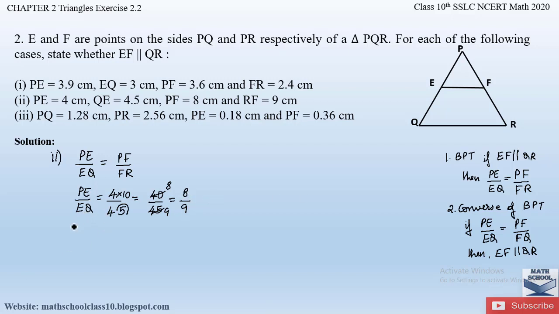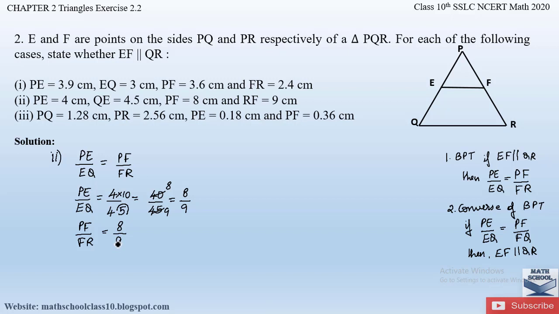Now similarly, let us find out the PF by FR value, which is equal to, what is PF? Given 8 centimeters divided by FR or RF is 9 centimeters. So here you can notice FR and RF is same. Here you can say either the side FR or RF. Similarly, you can call the side as PF or FP. Both will be same. So here they have given as RF and here we have written down as FR. Both the values will be same. So we got 8 by 9.